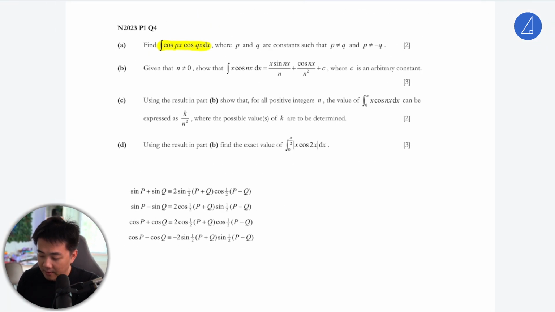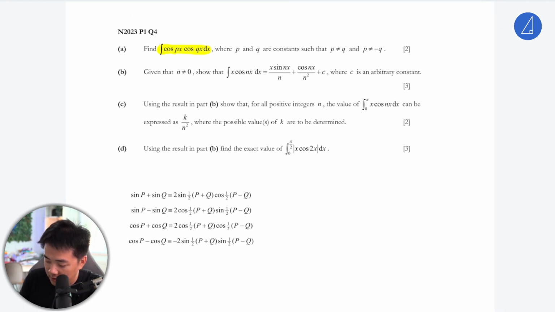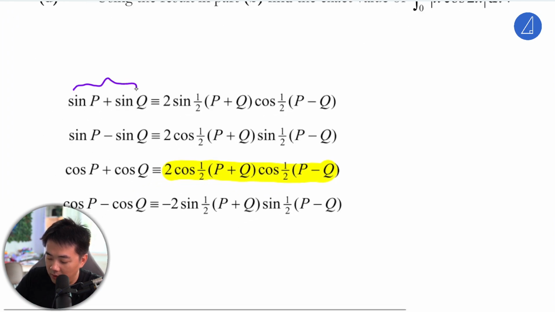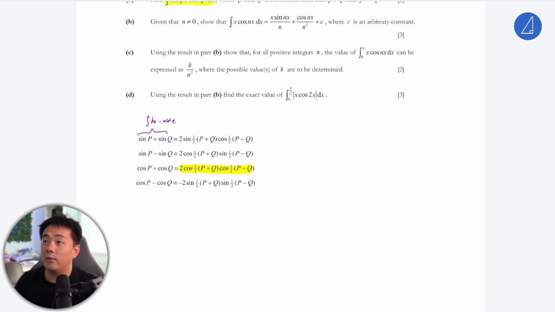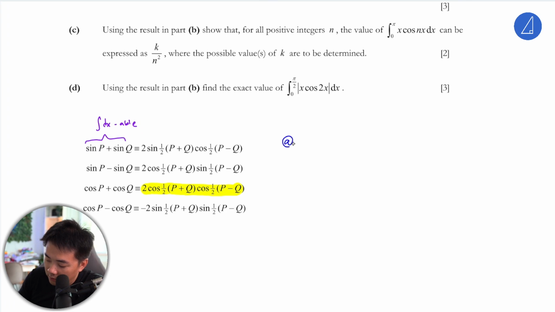Take it out from MF26, where we have this factor formula here. What we need is actually cosine and cosine, which is the third equation here. The reason why we use the factor formula is that at this juncture, all the left-hand side can be integrated, whereas the right-hand side we can't. So basically that's it.